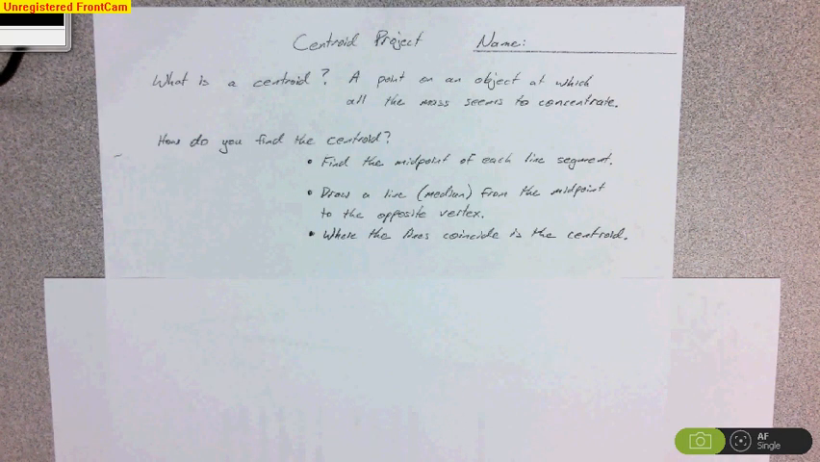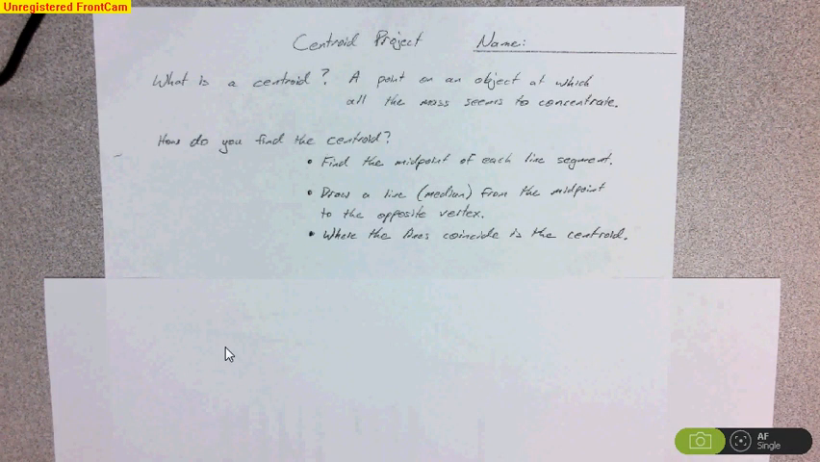This is the lesson for the Centroid project. Let's take a look at what a centroid is. A centroid is just a point on an object in which all the mass seems to concentrate.